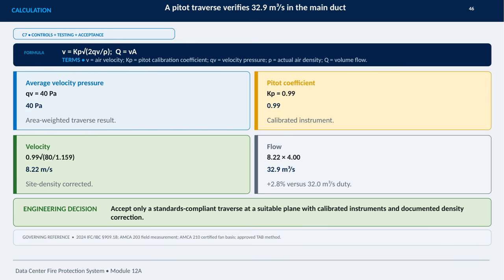The measurement plane must be suitable, the instruments must be calibrated, the density correction must be documented, and the approved testing, adjusting, and balancing method must be followed. The governing references shown here include the 2024 IFC and IBC Section 909.18, AMCA 203 for field measurement, AMCA 210 for the certified fan basis, and the approved TAB procedure.